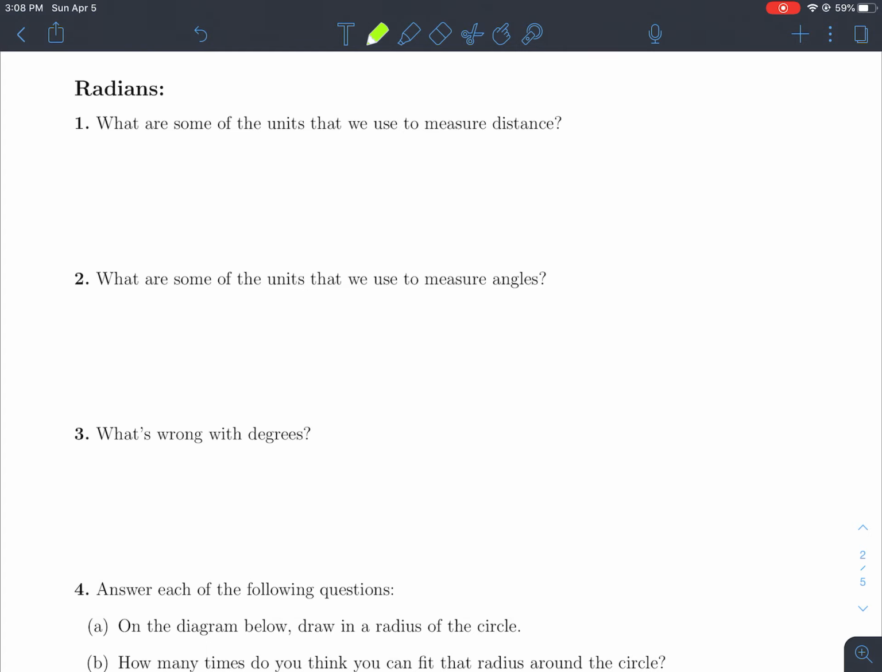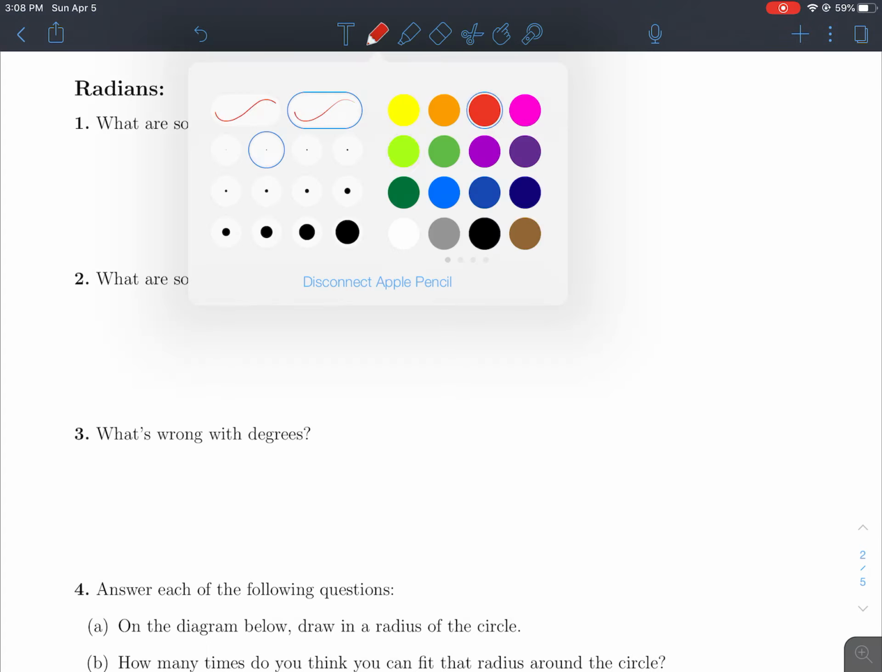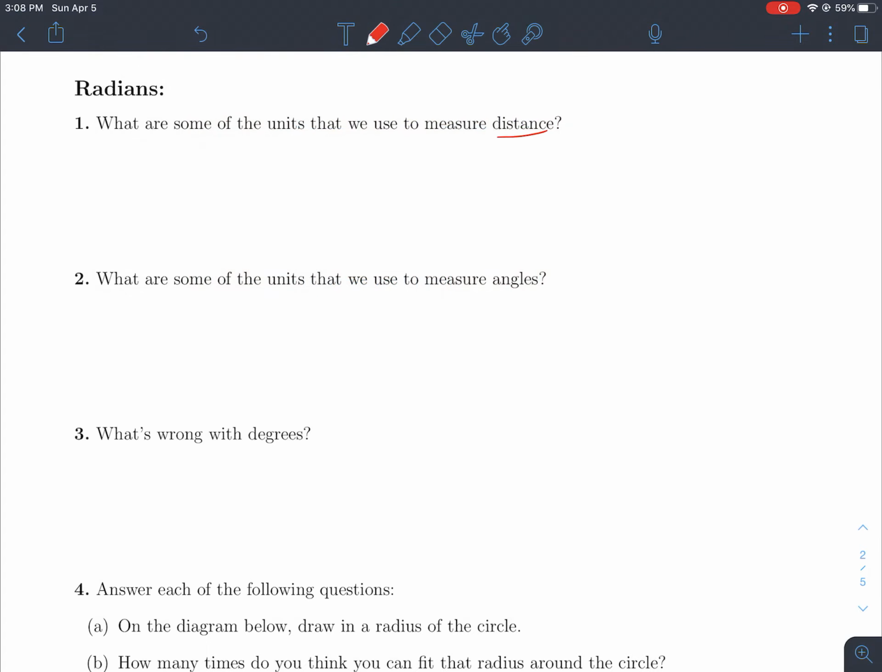What are some of the units that we use to measure distance? So distance is an interesting one. There's a lot of units that we use to measure distance. One that comes immediately to mind is miles. But so that might be useful when we're hiking or when we're driving. But if we were measuring the length of a football field, we wouldn't use miles. We would use a different unit. We would use yards, because the football field isn't even a mile.